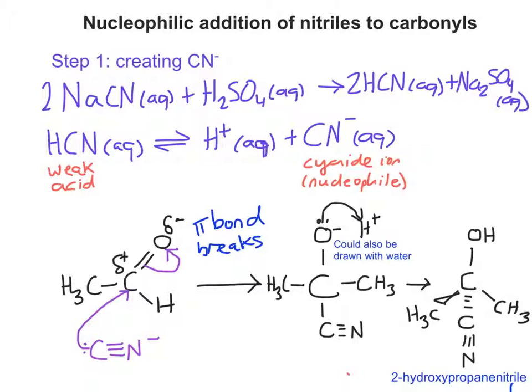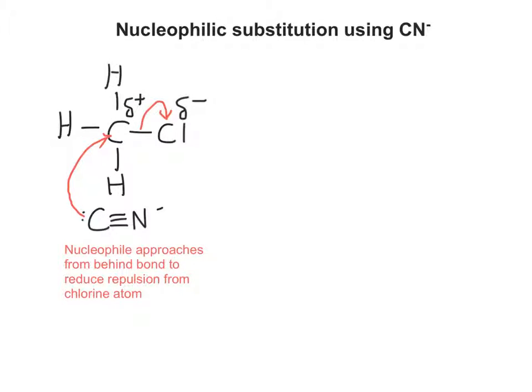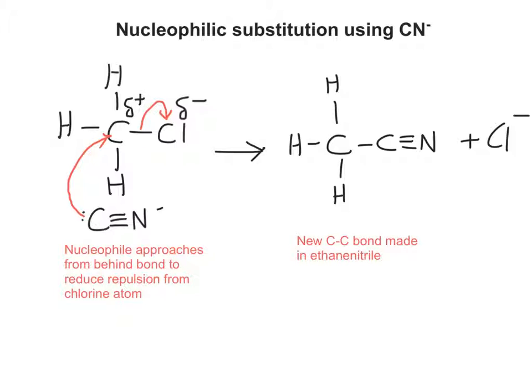So now let's have a look at the nucleophilic substitution of nitriles. So this time let's start with something simple like chloromethane, for example. So you'll notice that the nucleophile attacks from behind because the partially negative chlorine atom would repel it. So it goes around the back a little bit like it did in the previous screen for similar reasons. So in the ethanenitrile product that you have, we have a new C-C bond.